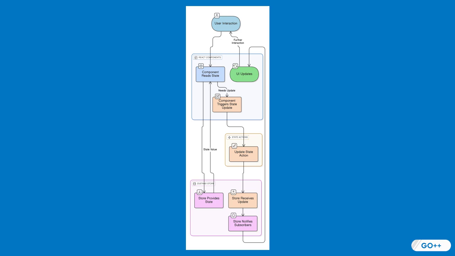Imagine Zustand as a central store that holds your application's state, similar to a library where you can borrow books. Components subscribe to this store, and just like borrowing a book, they receive the information they need. When the state changes, these components automatically update, ensuring your UI remains consistent and synchronized. This unidirectional data flow promotes clarity and separation between state and UI logic, reducing complexity and enhancing maintainability.